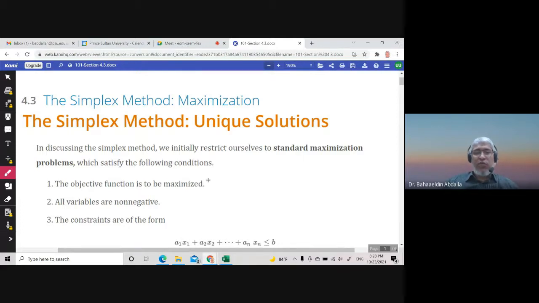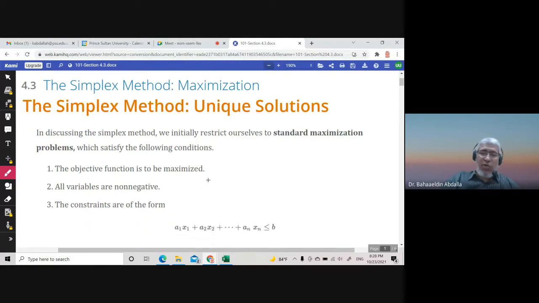This is section 4.3, the Simplex method, maximization. First, we will talk about unique solutions, and we will consider here only in this section the standard maximization problems. For the standard maximization problems, we have three conditions. The objective function is to be maximized. So the question is maximize, not minimize.